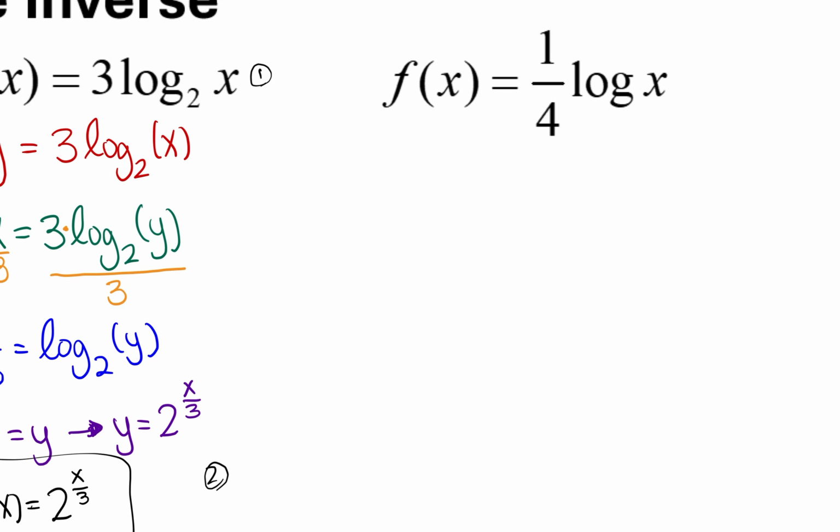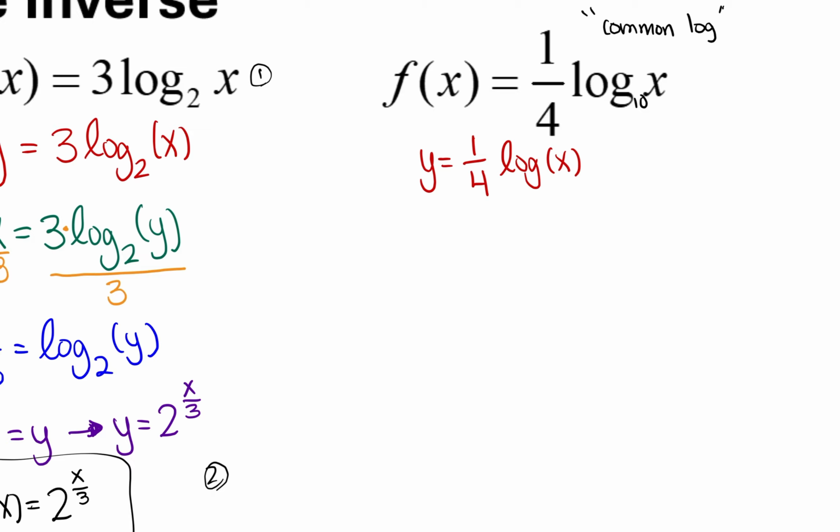For the third example, again, don't jump ahead. You don't want to isolate just yet for the logarithm. You want to rewrite f of x to be y. So we have y equals 1/4 log of x. Now, keep in mind that if there's no base written down for a regular logarithm, then it is known to be a base of 10. This is referred to as a common logarithm.